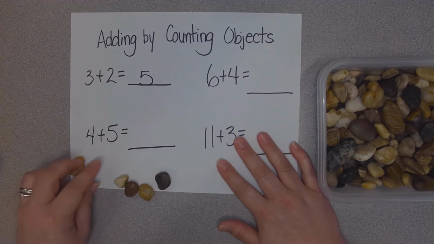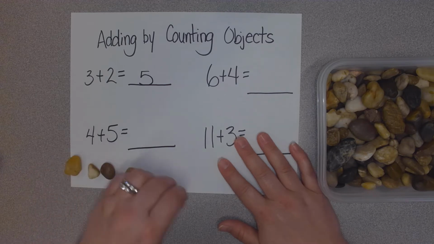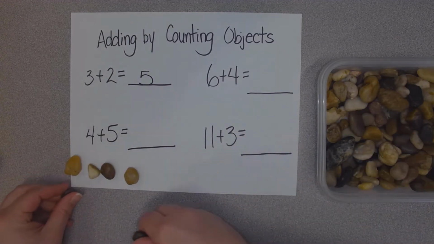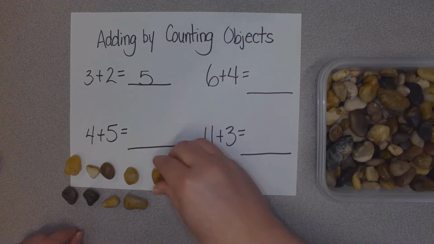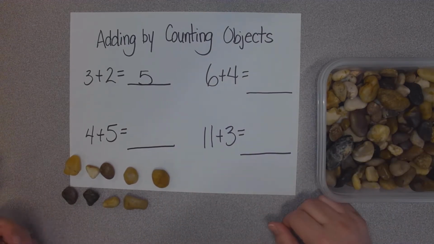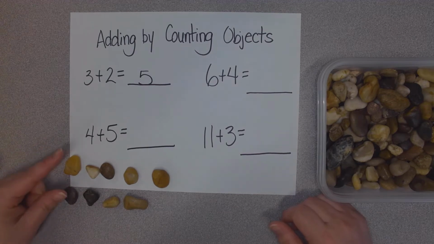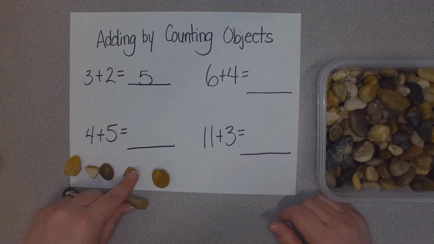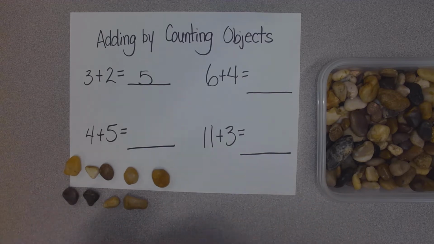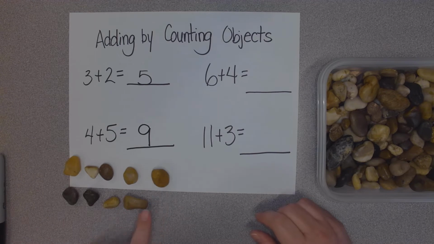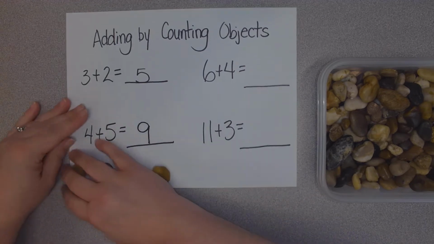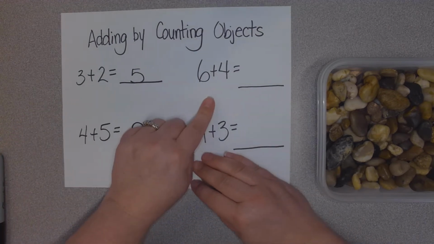Okay, I'm going to start with 4. 1, 2, 3, 4. Now I need another 5. 1, 2, 3, 4, 5. Okay. You know what? Maybe I'll count this one by 2s. 2, 4, 6, 8. And one more makes 9. There it is. 5 and 4 makes 9. Okay, let's go up here.